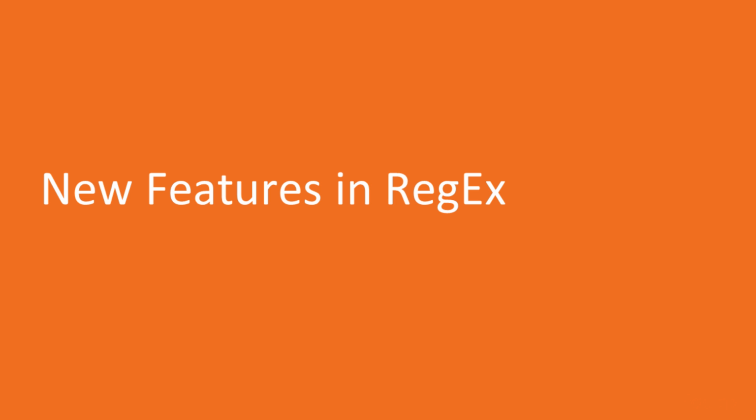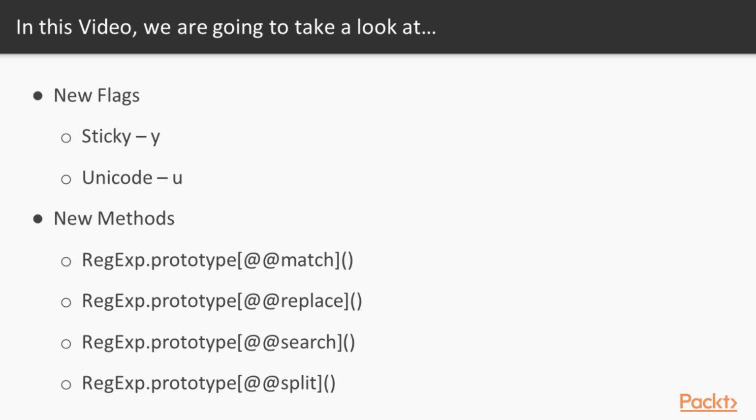In the first video of this section, we'll be taking a look at some of the new features that have been added to the regular expression object. As part of the new features for regular expressions, we'll take a look at the new flags that have been introduced. There are two flags, the sticky flag and the Unicode flag. Then there are certain new methods that have been added to the regular expression object, namely match, replace, search, and split. So we're going to go through all of these now.